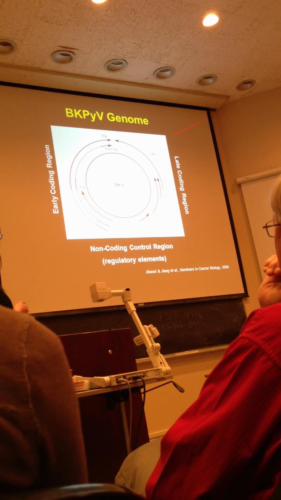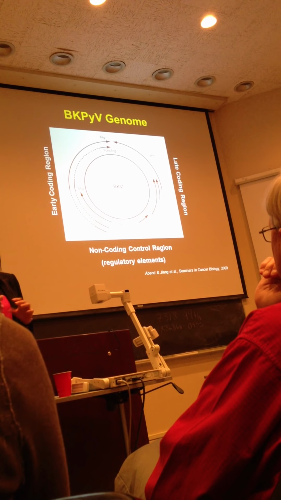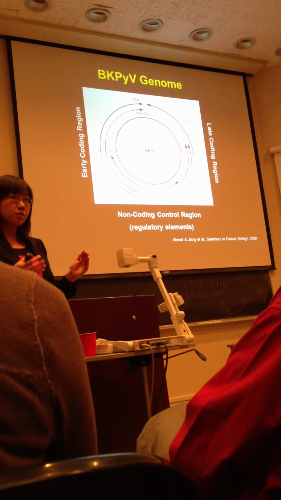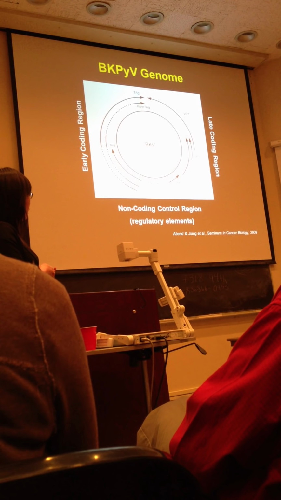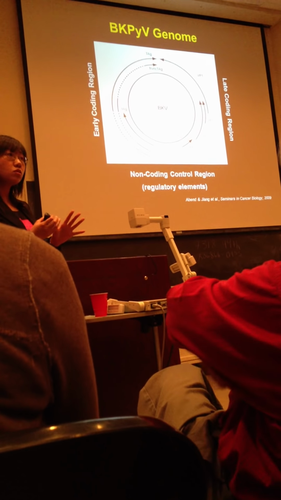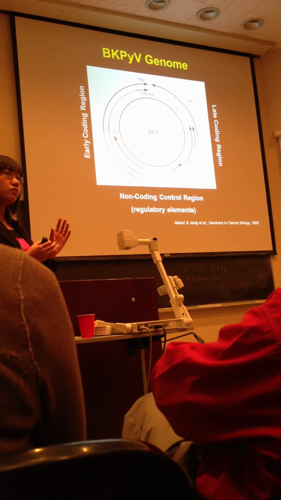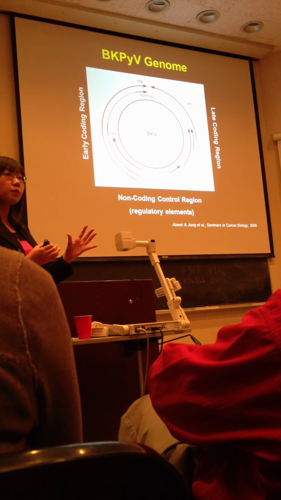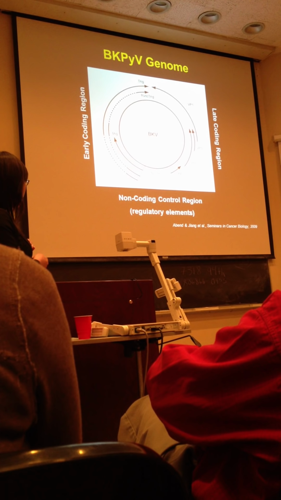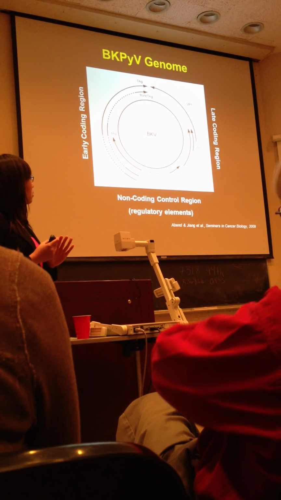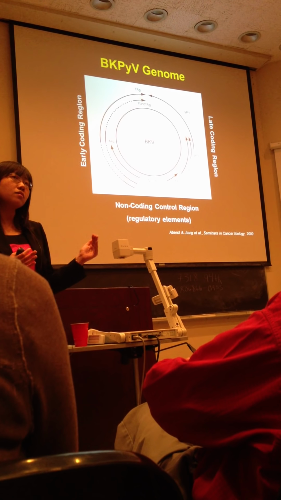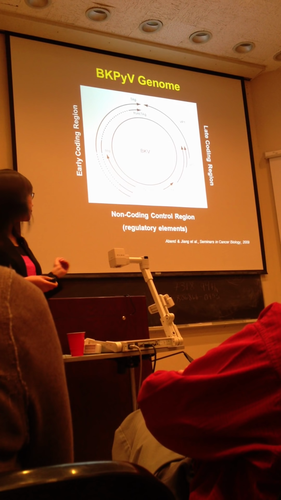On the right is a region called the late coding region. It encodes the viral structural proteins, what the viruses are made of. It includes the major capsid protein VP1 and the two minor capsid proteins VP2 and VP3. The virion is made of 72 VP1 pentamers, and each VP1 pentamer associates with a single copy of either VP2 or VP3. There's also a fourth protein called the agnoprotein present in this region. The exact function of this protein is not entirely known, but it has been implicated in the egress process of the virus from the host cells.